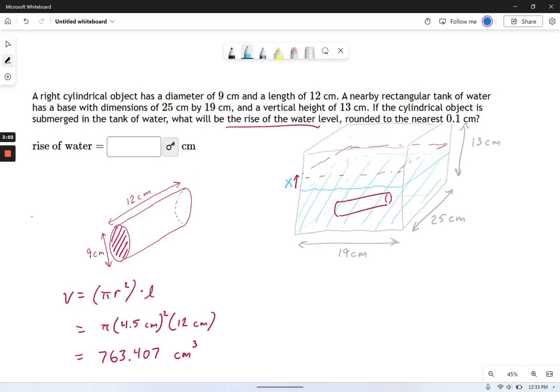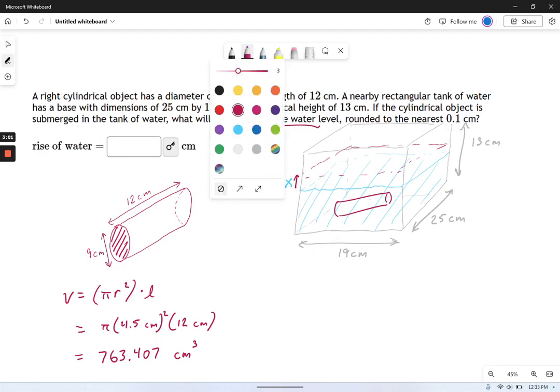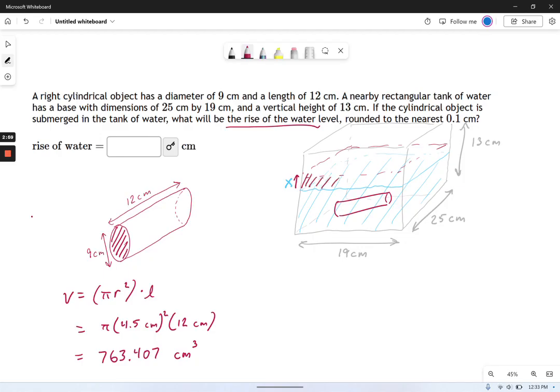Just put a value on it, x. The volume of this shaded region, I'm going to shade this in red, the volume of this shaded region of water must be equal to 763.407. Now, it's equal to 19 centimeters times 25 centimeters. That's the base dimensions of the tank, 19 times 25, times the height that the water went up by.